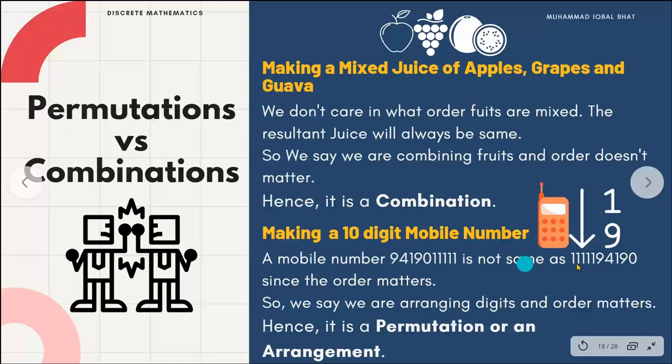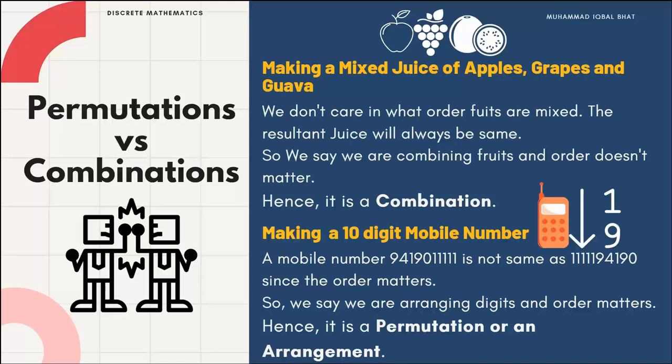So these two numbers have the same number of digits, but here order matters because these two numbers are different. So we can say that arranging digits, because we are arranging these digits in some order to create an arrangement, is a permutation, or it is also called an arrangement. So permutation is when the order matters and we are concerned with the arrangement of different objects.